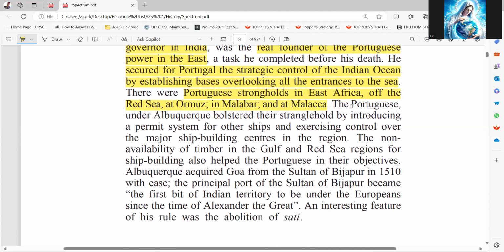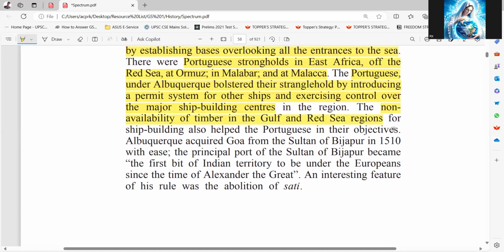The Portuguese, under Albuquerque, bolstered their stranglehold by introducing a permit system for other ships and exercising control over the major shipbuilding centers in the region. The non-availability of timber in the Gulf and Red Sea regions for shipbuilding also helped the Portuguese in their objectives. Albuquerque acquired Goa from the Sultan of Bijapur in 1510 with ease. The principal port of the Sultan of Bijapur became the first bit of Indian territory to be under the Europeans since the time of Alexander the Great.